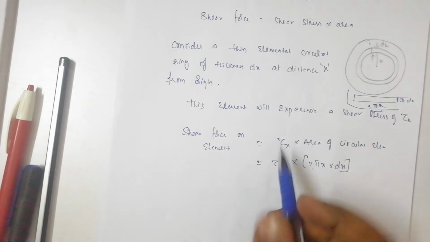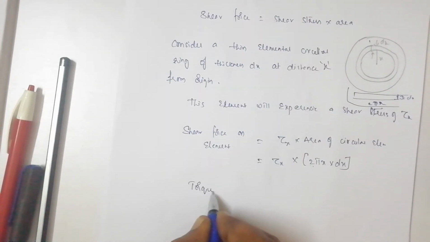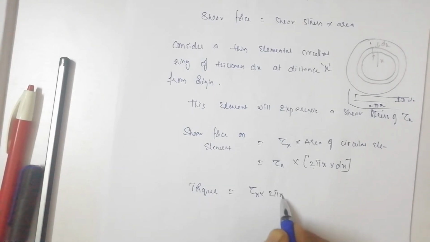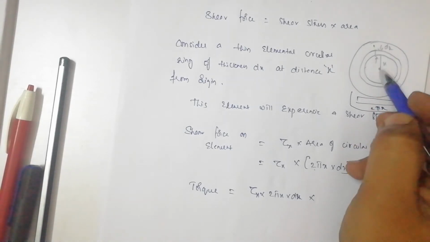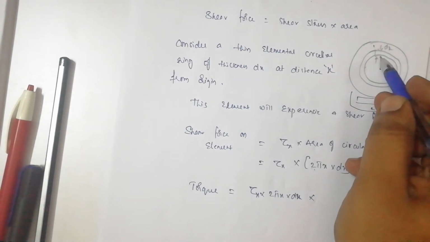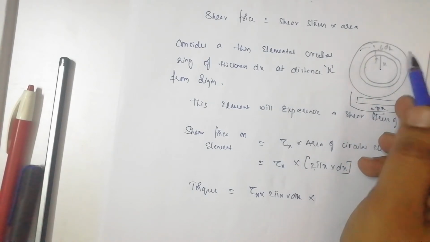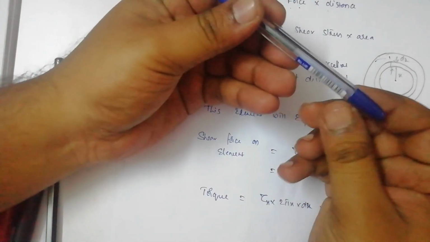Now, with respect to this shear force, we have to calculate the torque. So, torque is equal to this force, tau x into 2 pi x into dx, into the distance. Generally we take the distance with respect to the origin, because if you try to rotate from another point, it will rotate the other way.